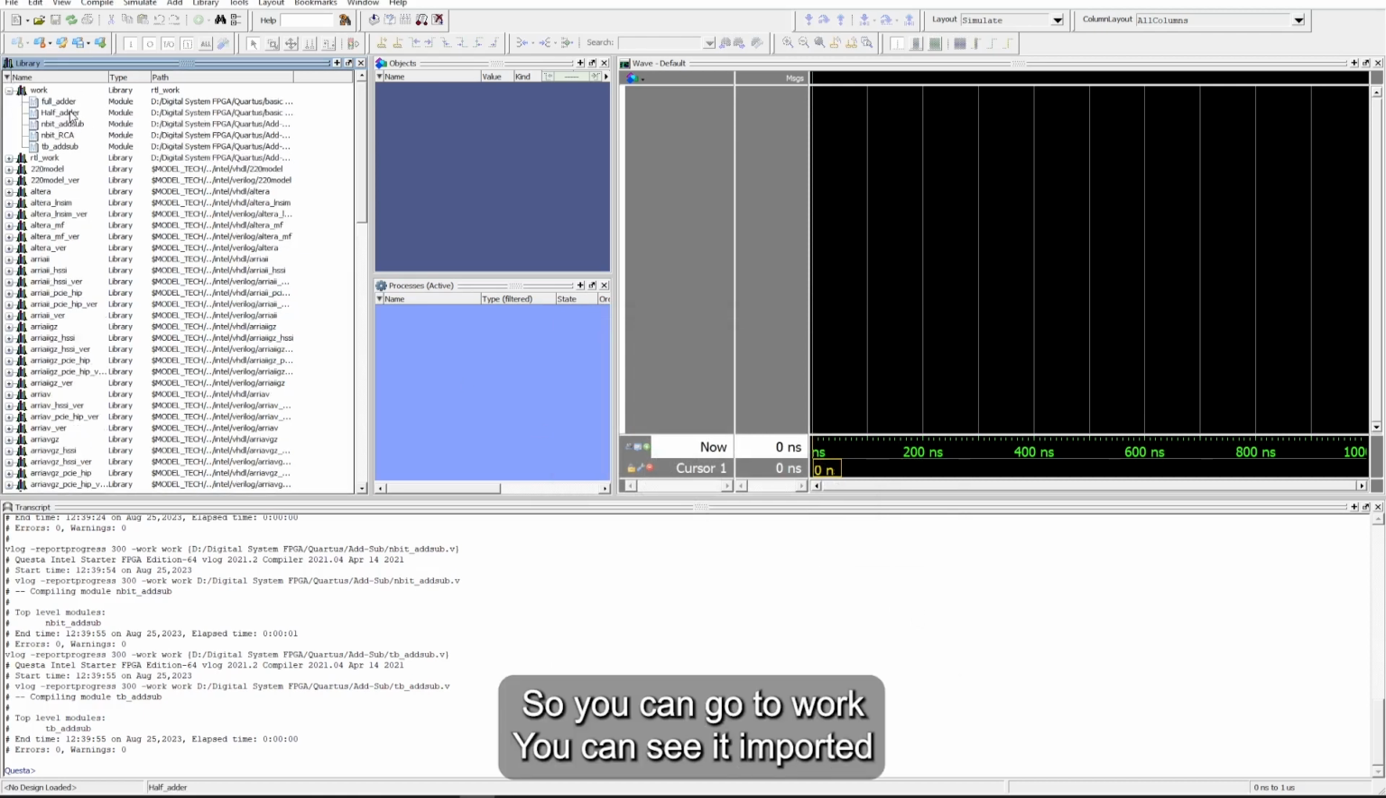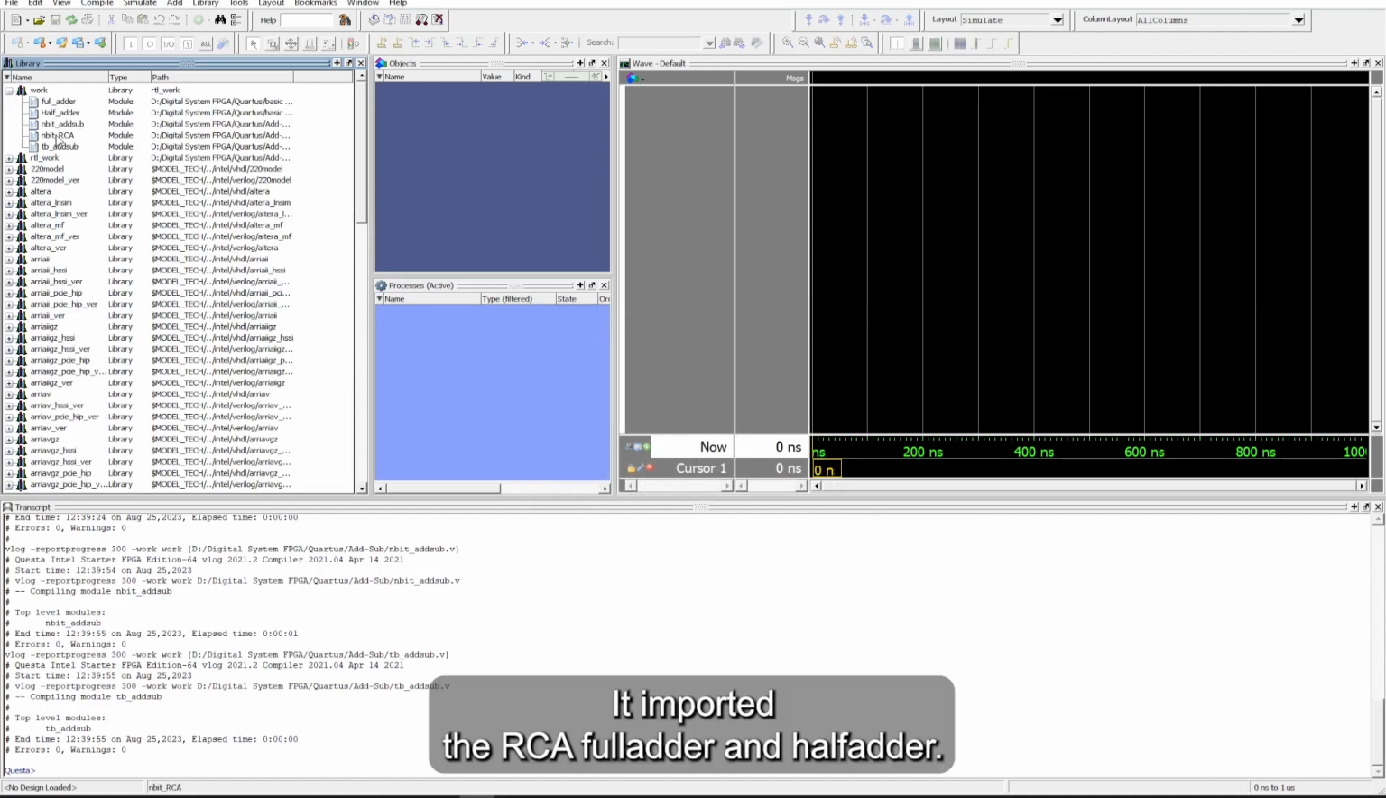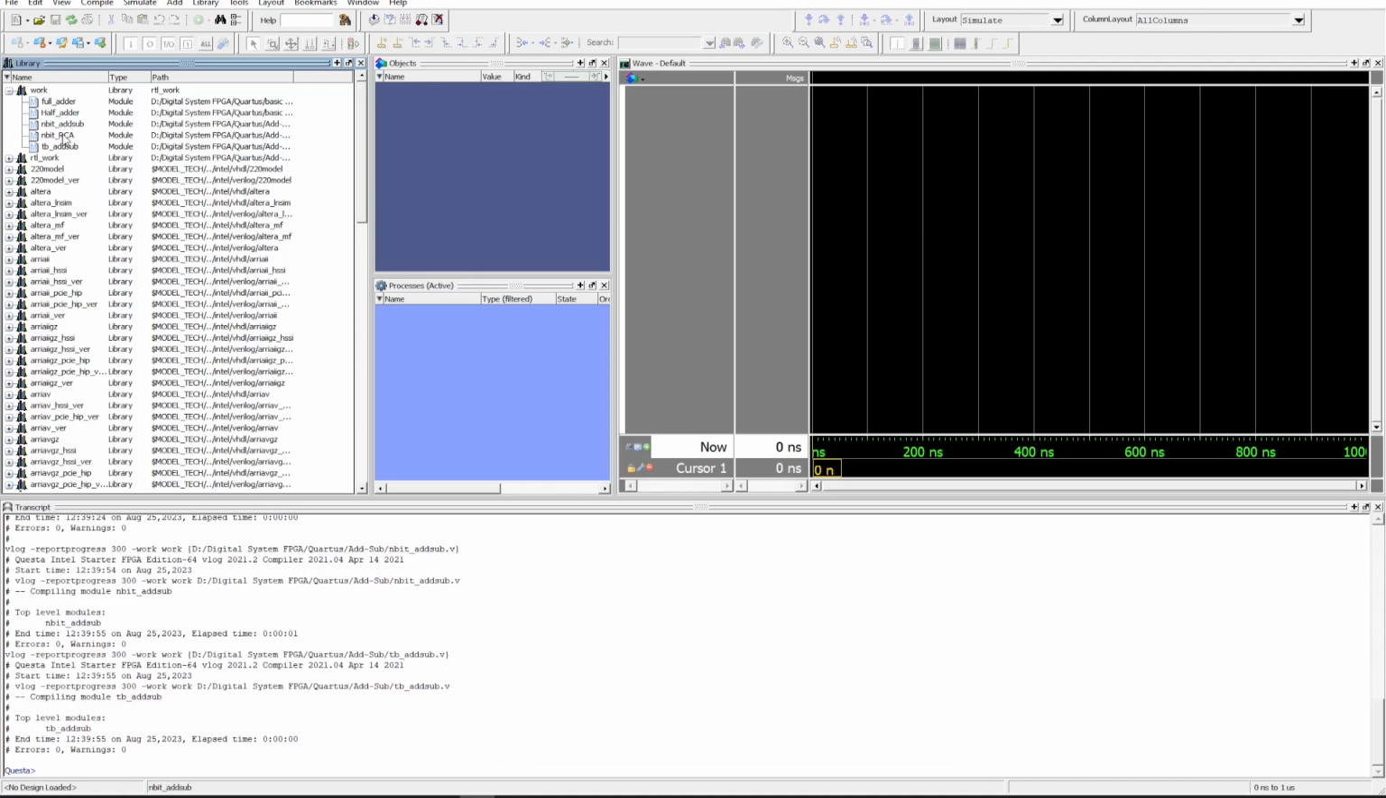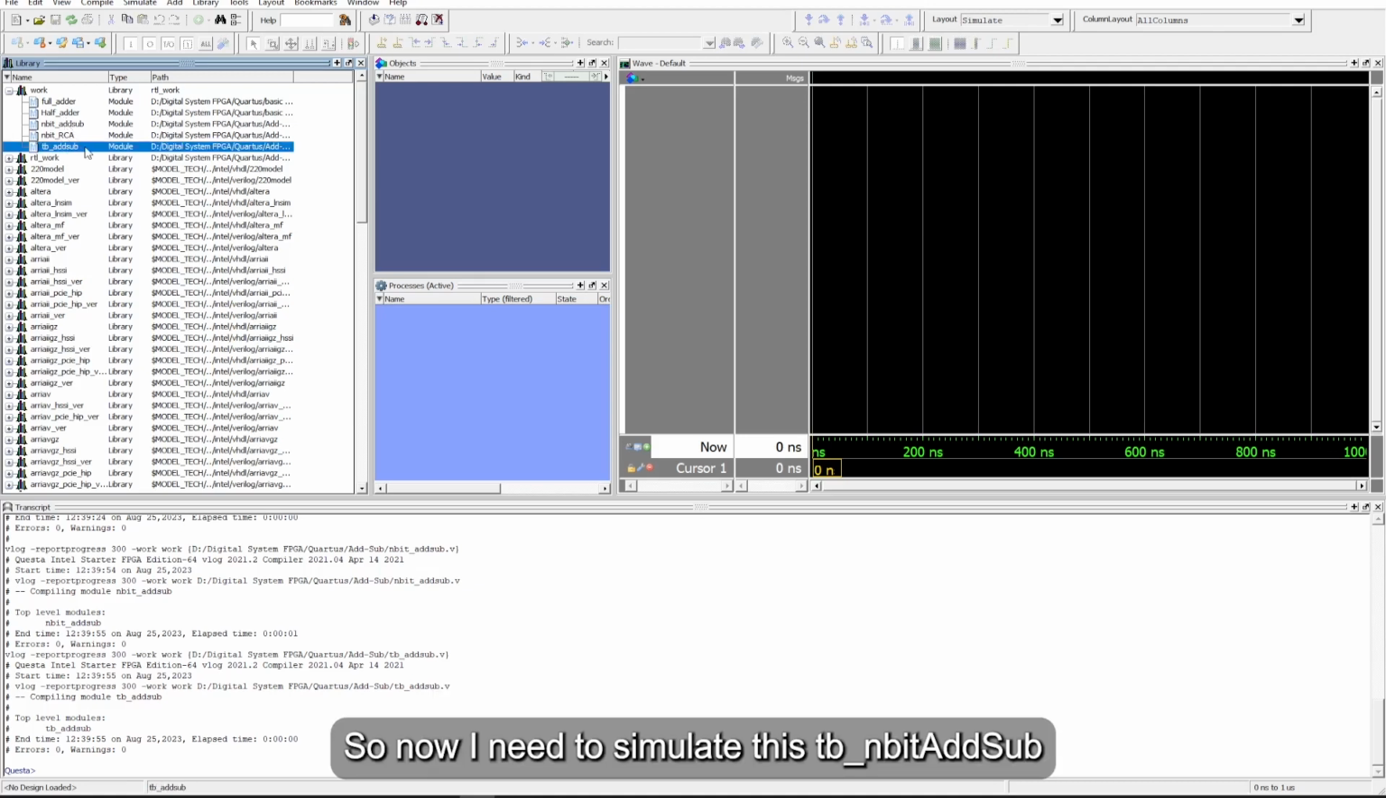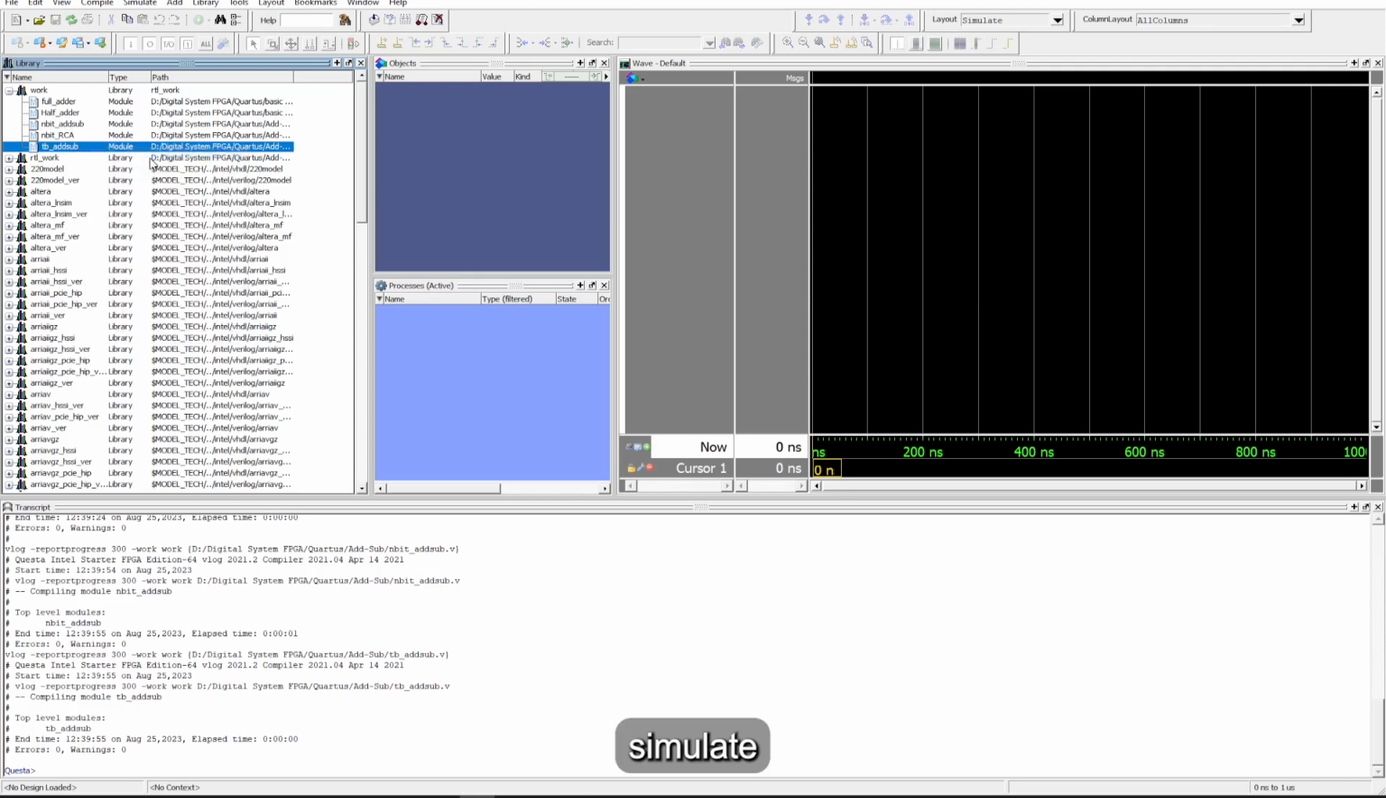You can see it imported all the hierarchy models. For example, it imported the ripple carry adder, full adder, and half adder. So there are hierarchies, so all of the files must be correct. So now we need to simulate this n-bit add sub.